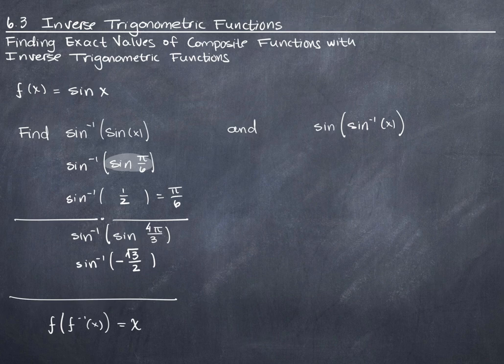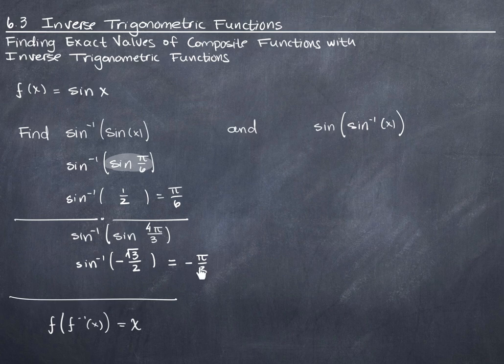In a separate problem, then, I asked you to try to find the sine inverse of negative root 3 over 2. And the answer, we said, felt like it should be 4 pi over 3. But 4 pi over 3 is not between negative pi over 2 and positive pi over 2. So we had to work our way around that and figure out that the inverse sine of negative root 3 over 2 is negative pi over 3. So it's not exactly the input that we were expecting.